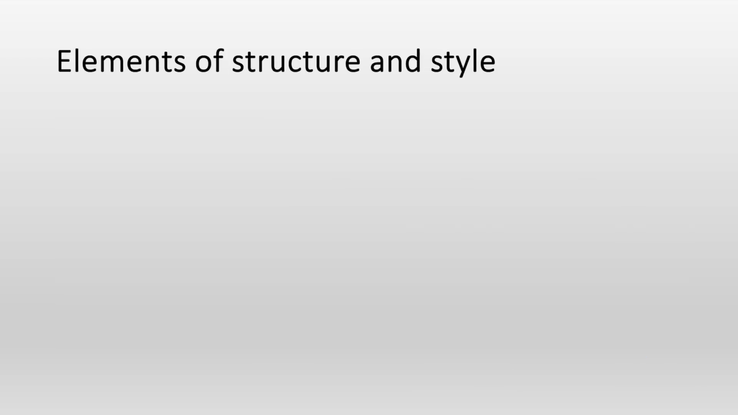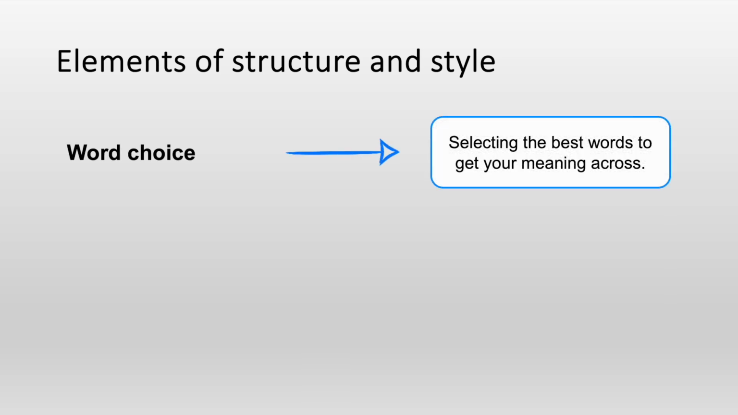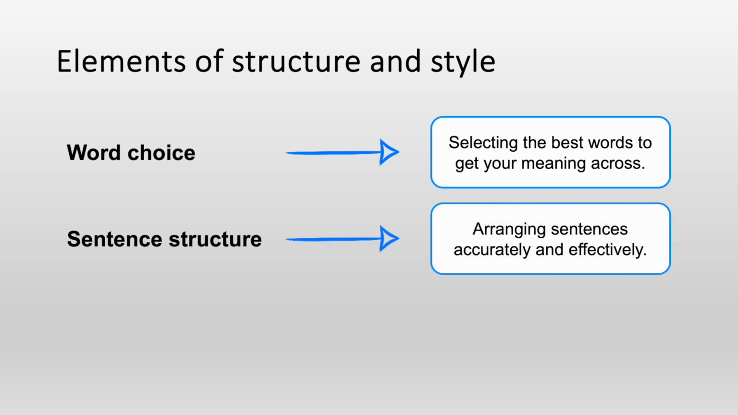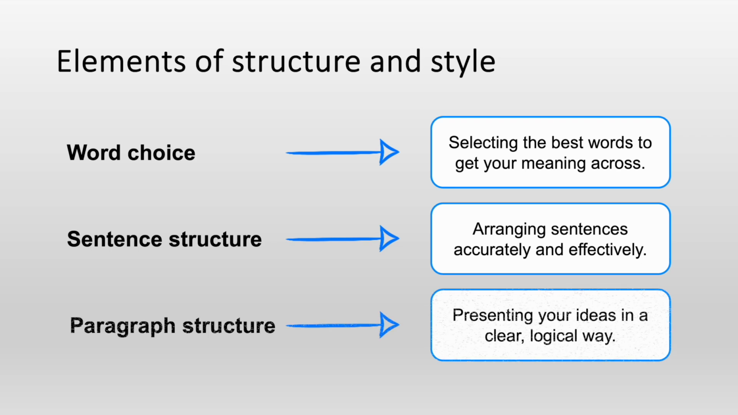Elements of structure and style. Well, we're going to start with word choice, selecting the best words to get your meaning across succinctly and clearly. Sentence structure, arranging your sentences accurately and effectively. The syntax is a big thing to pay attention to here, the flow of the sentence. That's why reading your work out loud is really important. Paragraph structure, presenting your ideas in a clear and logical way. I mentioned PEEL earlier on. We're going to go through that shortly. That will help you with this.